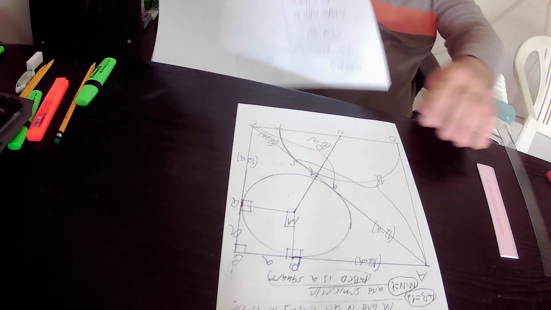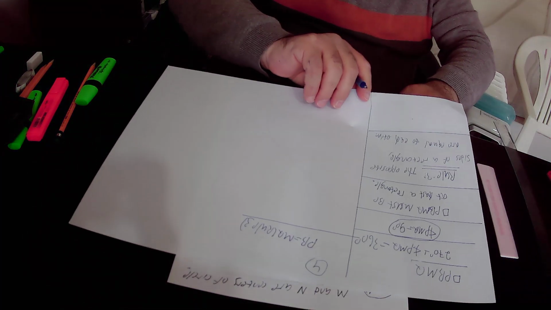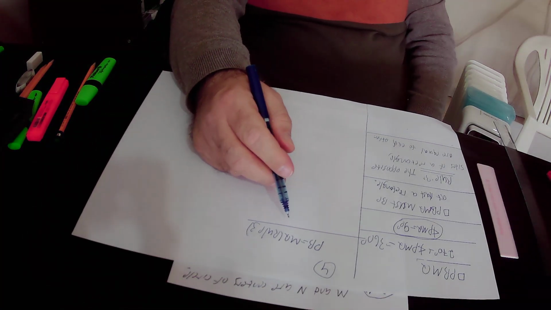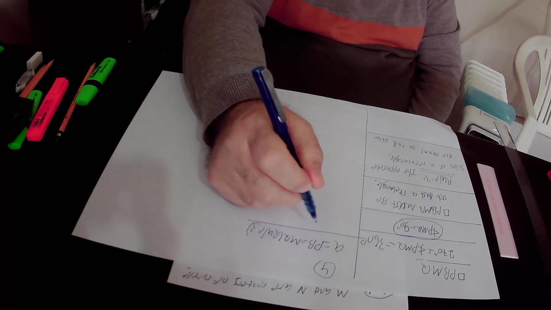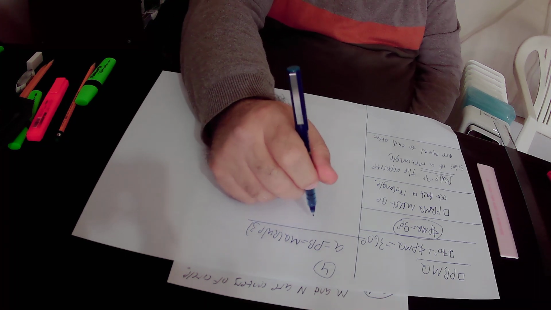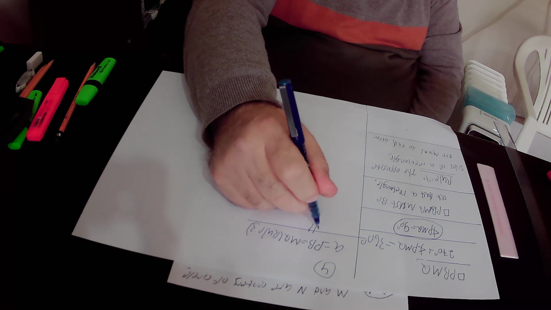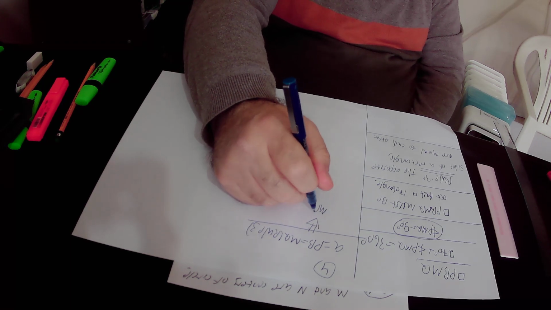I repeat again. According to rule number 3, PB is equal to MQ. But we have already found out that PB equals A. So from this equation, A equals PB equals MQ, we will derive that MQ is also equal to A.